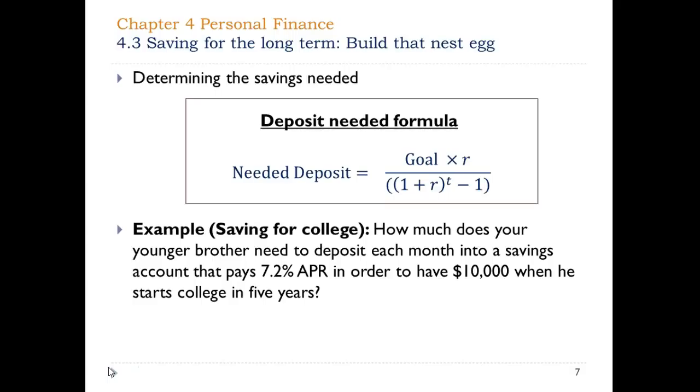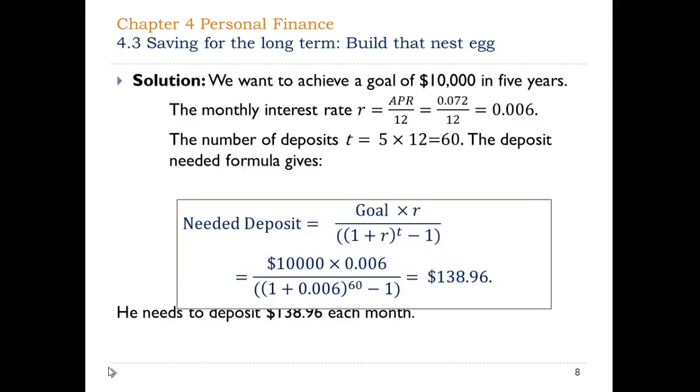Example: saving for college. How much does your younger brother need to deposit each month into a savings account that pays 7.2% APR in order to have $10,000 when he starts college in 5 years? Solution: we want to achieve a goal of $10,000 in 5 years. The monthly interest rate r is APR divided by 12 equals 72 thousandths divided by 12, which is 6 thousandths. The number of deposits is t equals 5 times 12 equals 60.